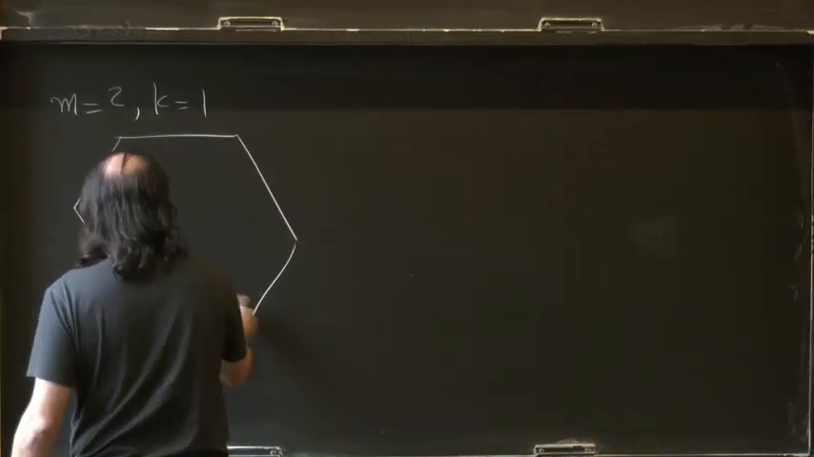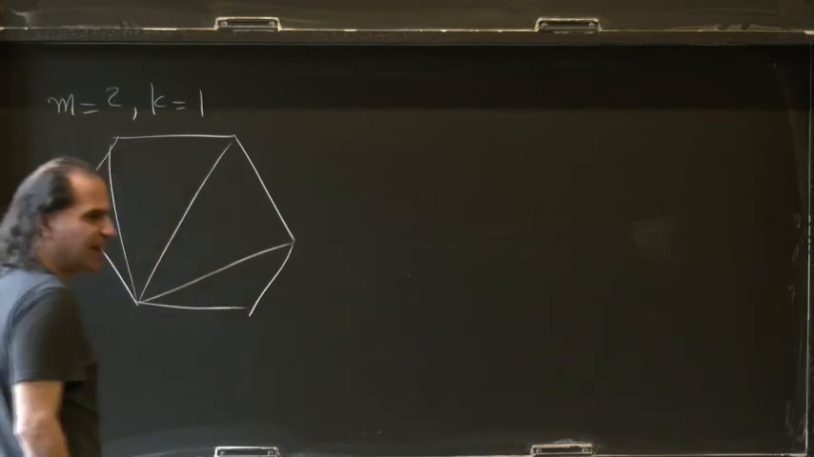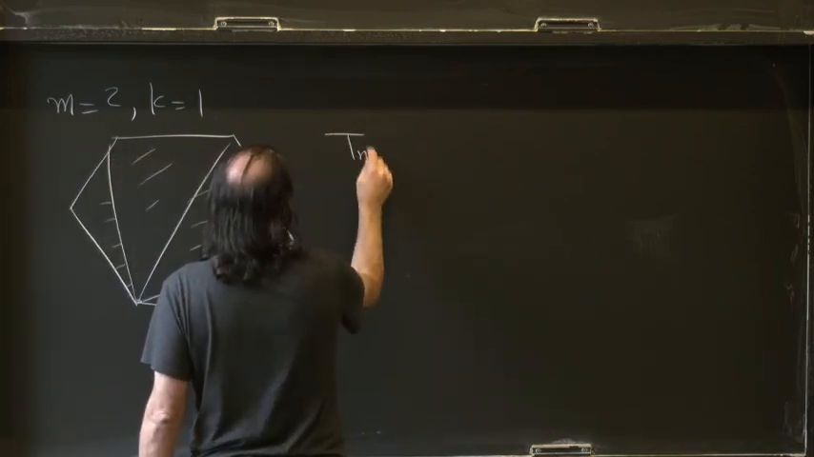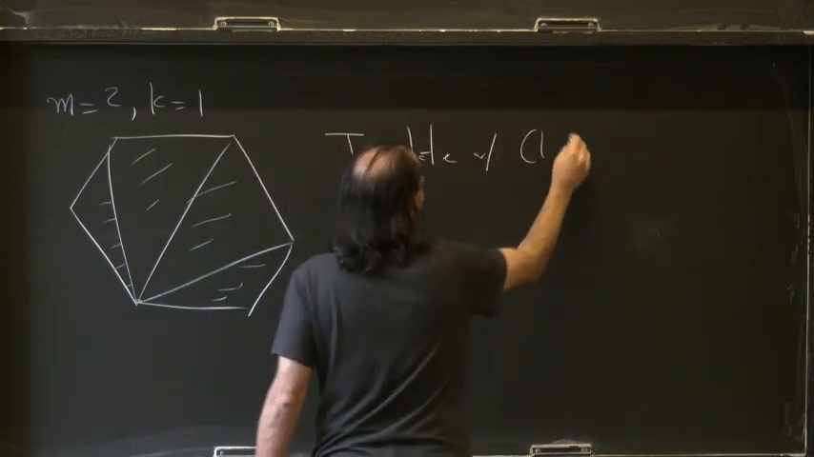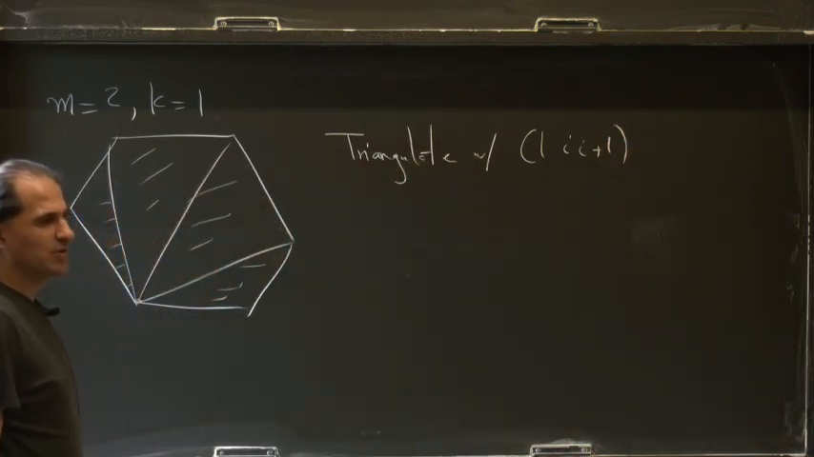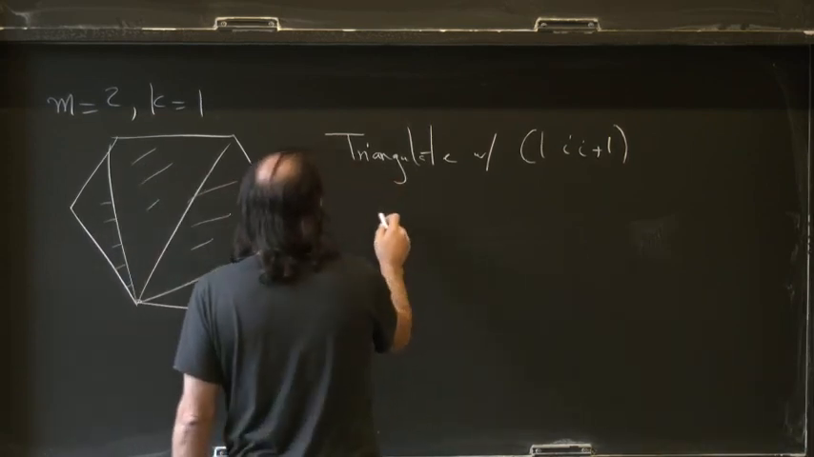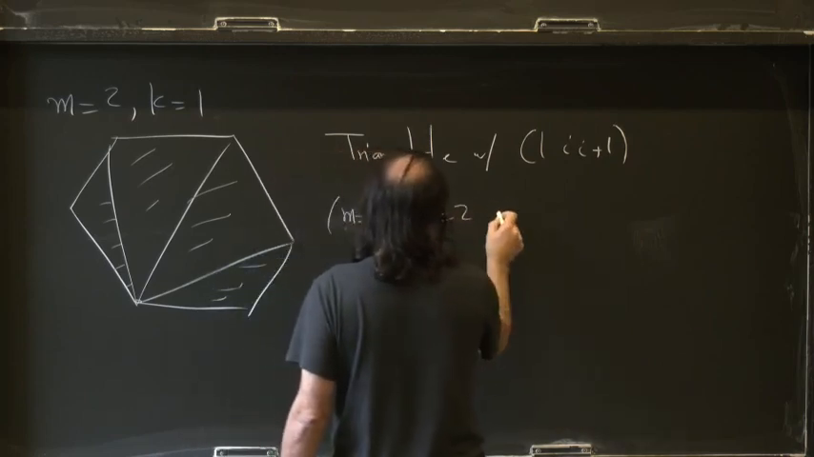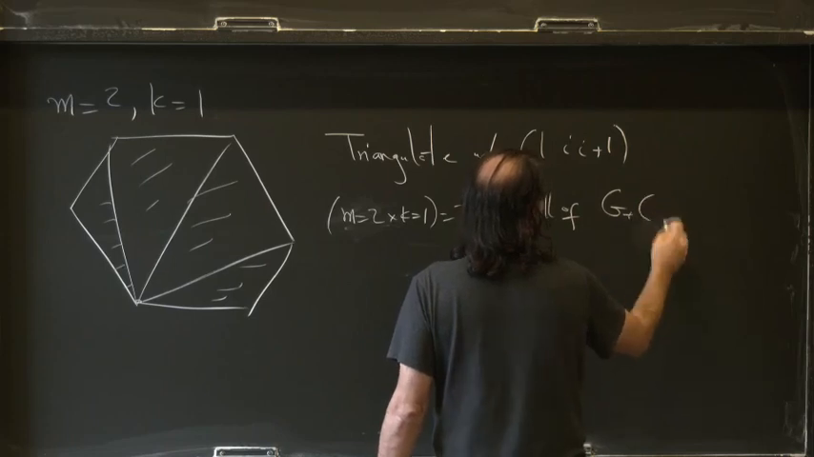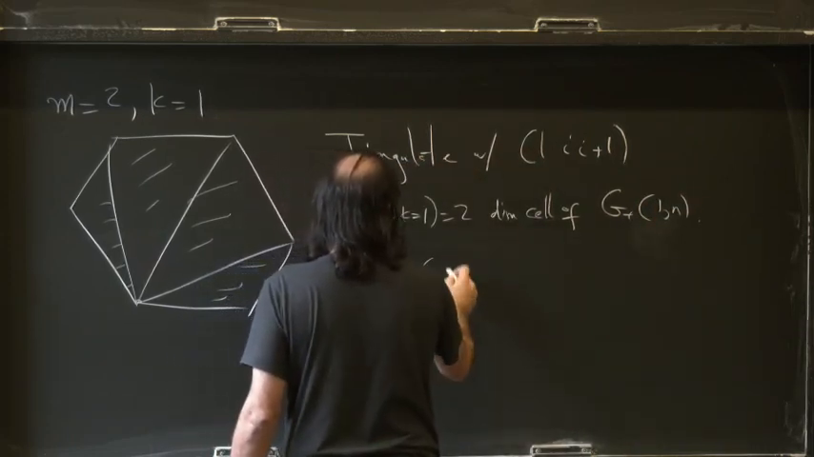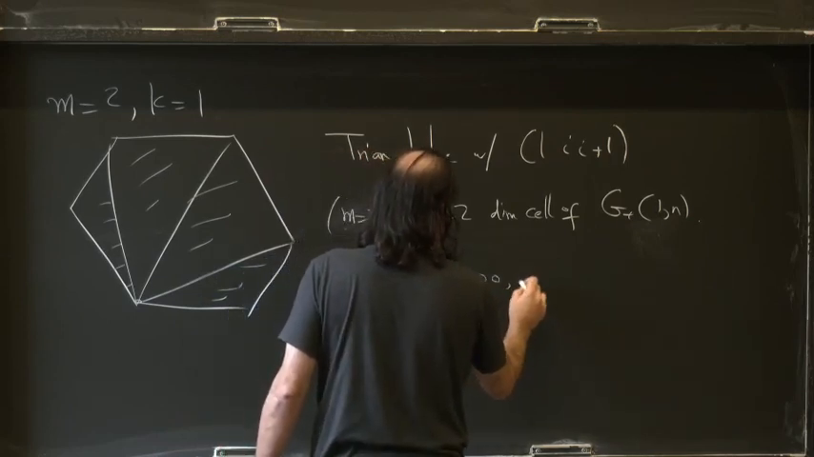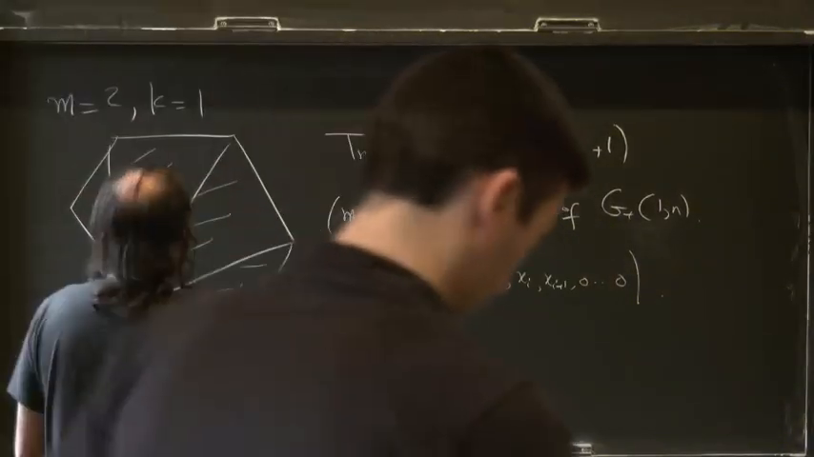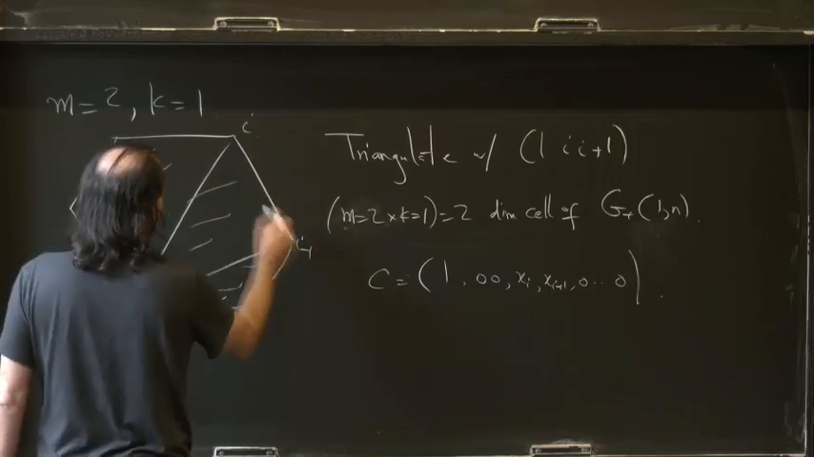Let me draw this picture for the umpteenth time. If we have a polygon, there's one very natural way of triangulating it, as a sum of triangles with vertices 1, i, i plus 1. If I say this in the language of the C matrix, which in this case is just the C vector, this is a two-dimensional cell of G+(1,n) that looks like C equals 1, dot, dot, dot, and then zeros everywhere except some xi and xi plus 1, where all these x's are positive. That's a two-dimensional cell of G+(1,n), and that cell covers this triangle in here.